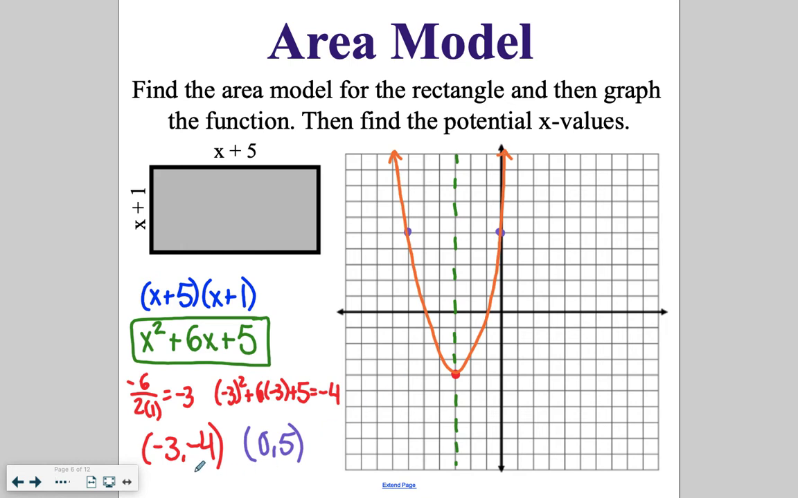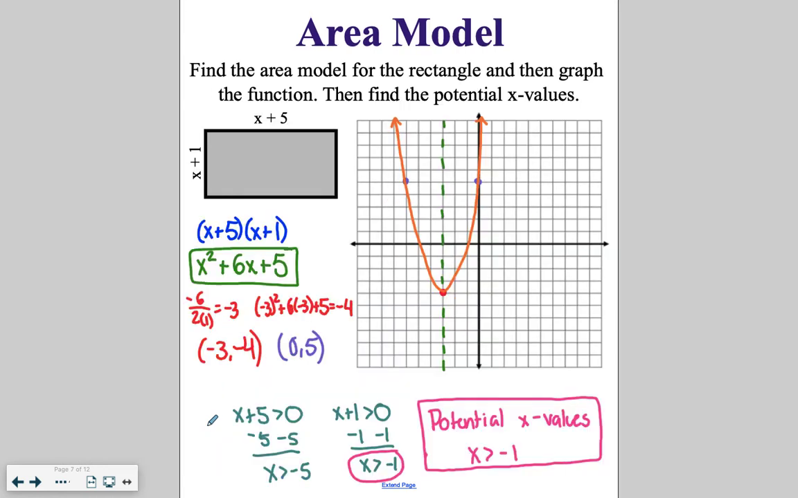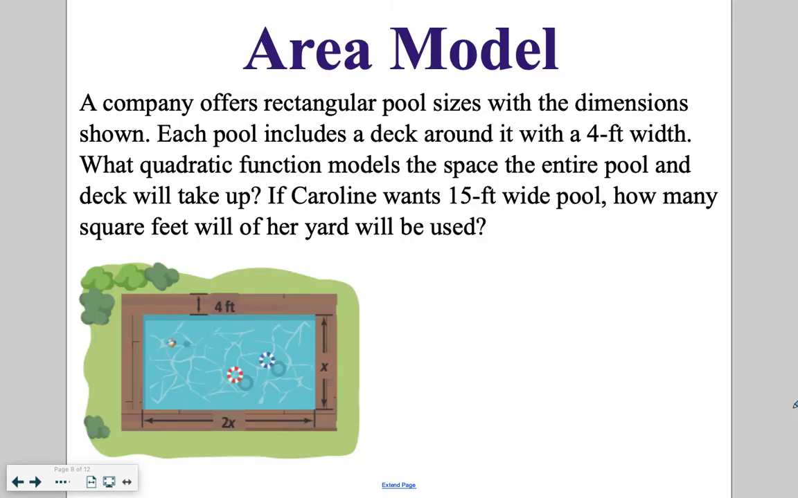So for your axis of symmetry, you've got negative 3, which puts the vertex at negative 3, negative 4, and your y-intercept is at 0, 5. Last thing I want you to do is find the inequality for the potential x values. We set each of our original sides greater than 0, then we get our answers. Negative 1 is greater than negative 5, so our potential x values are x is greater than negative 1. We can also use this for an application, so for plugging in to solve.